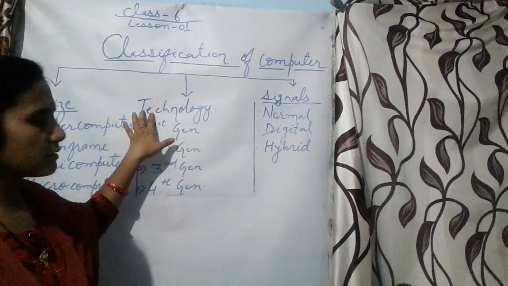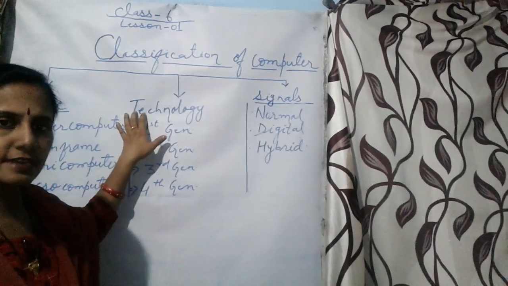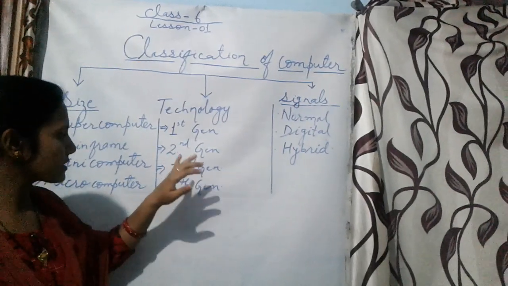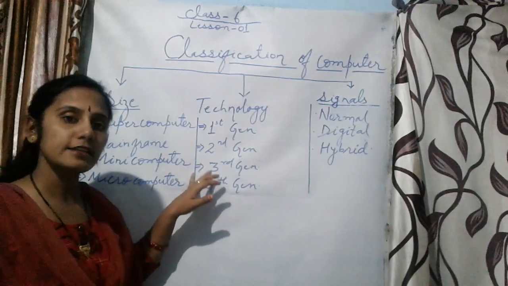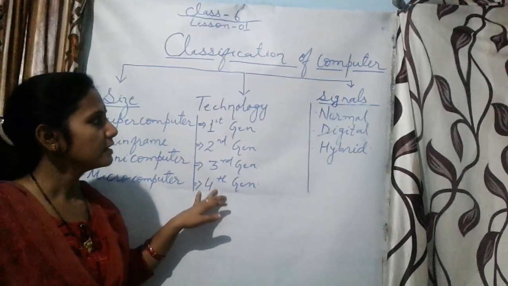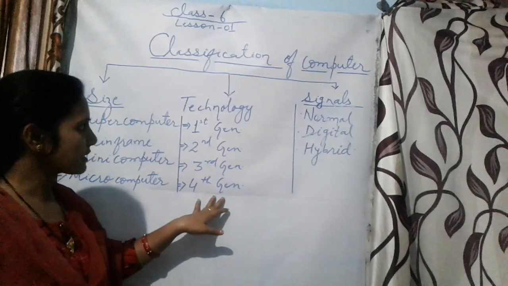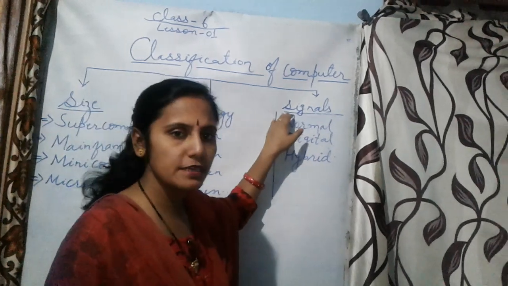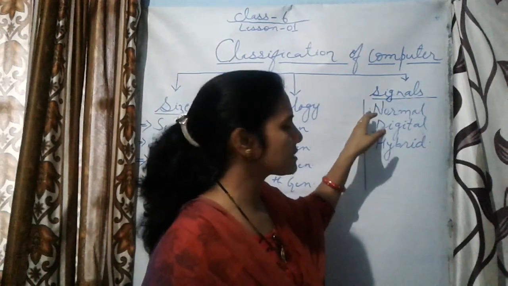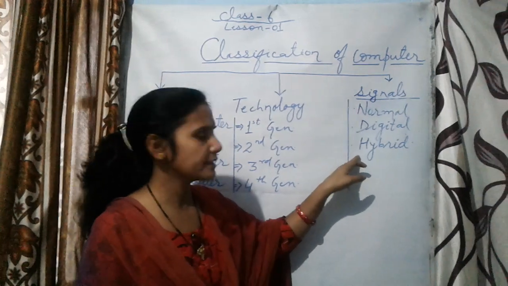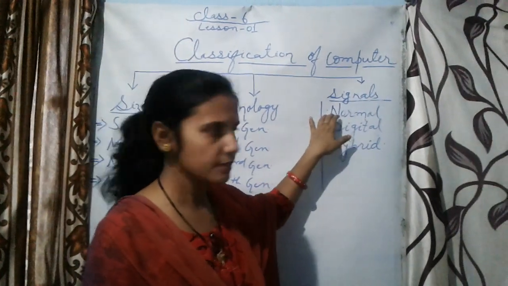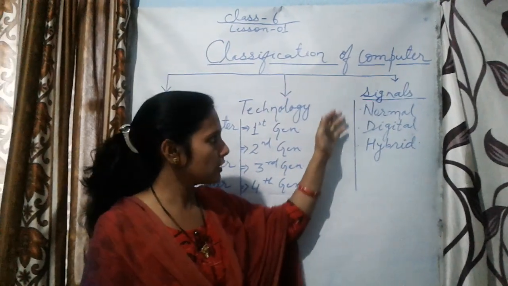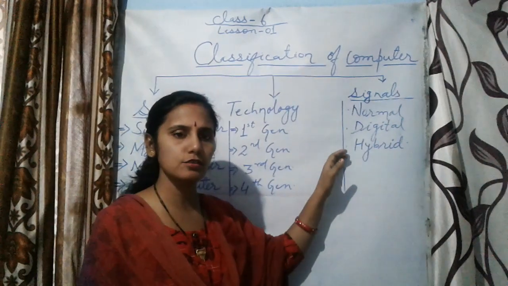And if we talk about technology, computers are again divided into different categories like first generation computer, second generation computer, third generation computer, and fourth generation computer. So computers are classified into four types according to technology. Then, based on the signal, computers are again divided into three parts. The first is the analog signal, the second is digital, and the third is the hybrid signal.